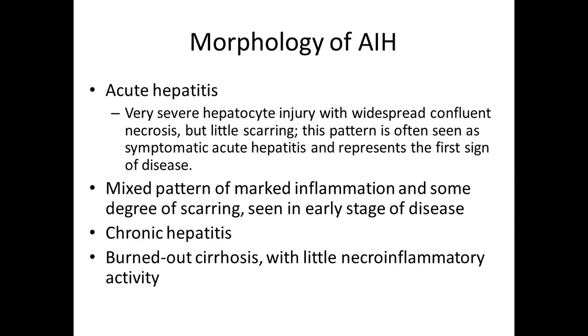Then a mixed pattern of marked inflammation and some degree of scarring may be seen in the early stage of disease, especially in those patients where the acute hepatitis has passed unnoticed. So repeated bouts of acute inflammation may compromise the capability of the liver to regenerate, and then variable areas of fibrosis may be seen, resulting in scarring.